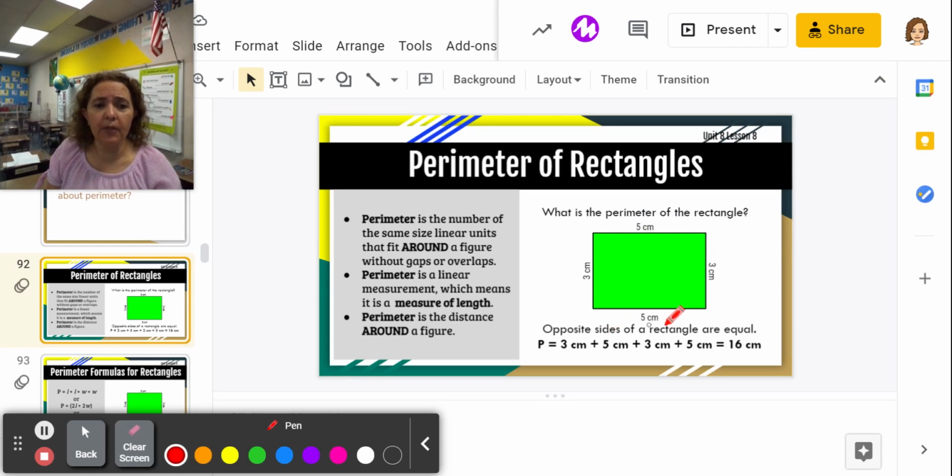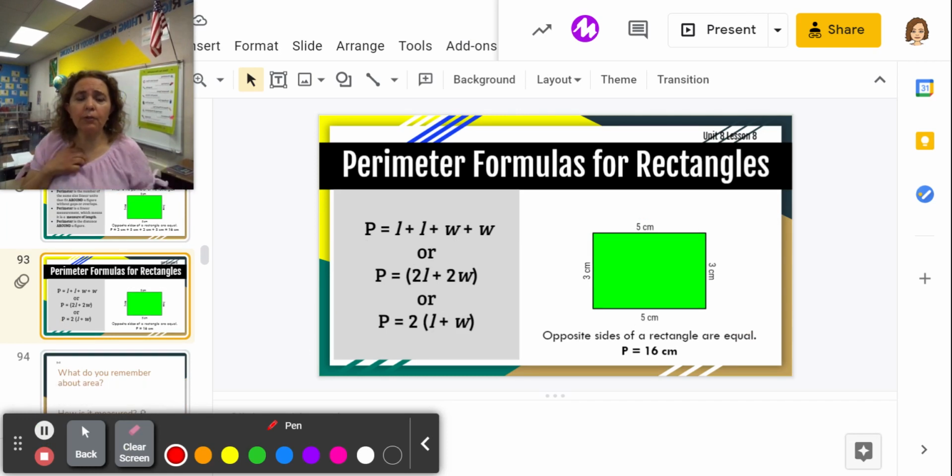So the opposite sides of the rectangle are equal. So if this is 5, this is 5. So it's 5 and 5, and then 3 and 3, add it all together. 3 plus 5 plus 3 plus 5 is 16. So perimeter is just the measurement of something going around, okay? So this one's 16 centimeters.